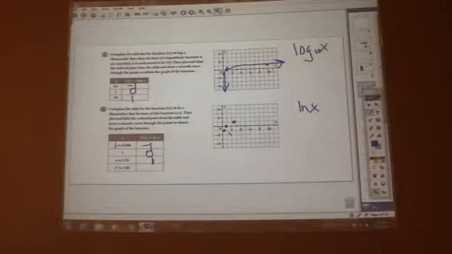And then natural log of e squared is 2. And e squared is 7.39. So over 7.39 and up 2. That's what the natural log graph looks like.